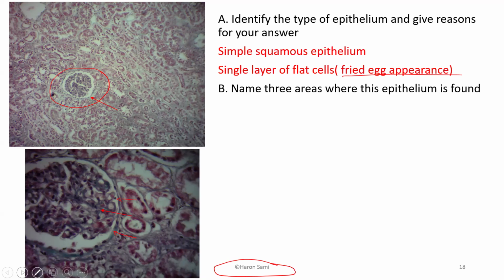Mesothelium. Very good. What about peritoneum? Okay. Mesothelium is also peritoneum and the others. Okay. Bowman's capsule. Very good. Endocardium.